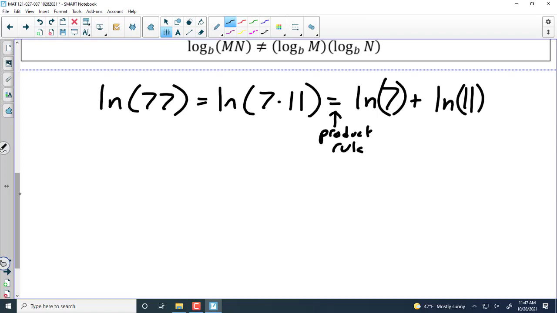I promise you, class, if you take out your calculator and you do the natural log of 77 on your calculator, you will get the exact same horrible decimal that you will if you do the natural log of 7 plus the natural log of 11. They will give you the exact same answer. A horrible decimal that we don't want to deal with. But you will get the same answer. This is called the product rule, everyone.